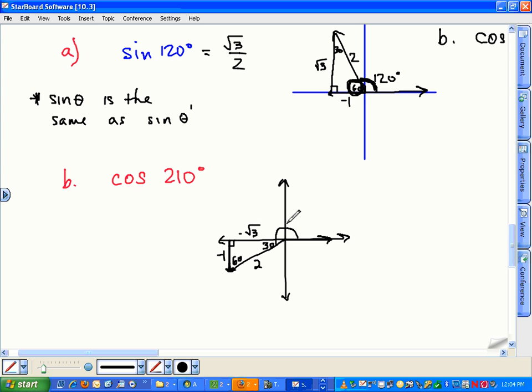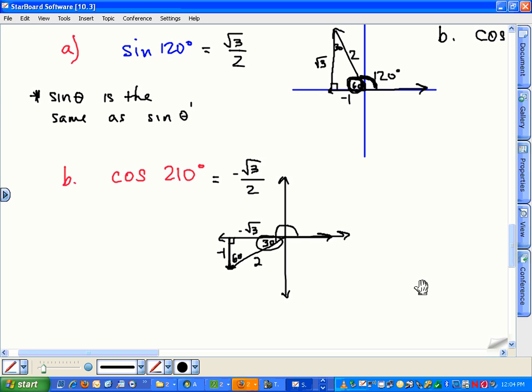Now the other thing I've seen students make a mistake is, which cosine angle are we going to do? 30 degrees or 60 degrees? Which one is really the reference angle here? 30 degrees is the reference angle, so that's what you take the cosine of. What's the cosine of 30 on this particular triangle for 30, 60, 90? What's the adjacent side? Negative square root of 3 over 2.